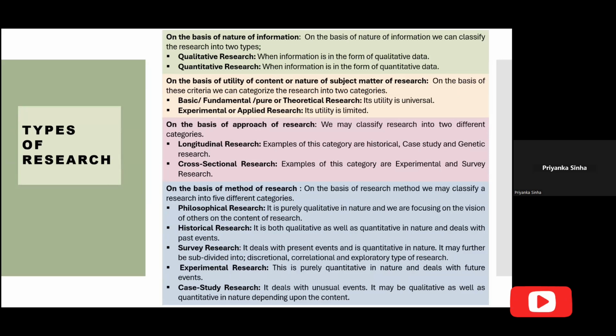On the basis of research approach, we may classify research into two different categories, that is longitudinal research and cross-sectional research. On the basis of method of research, we classify research into five different categories, like philosophical research, historical research, survey research, experimental research, and case study research.